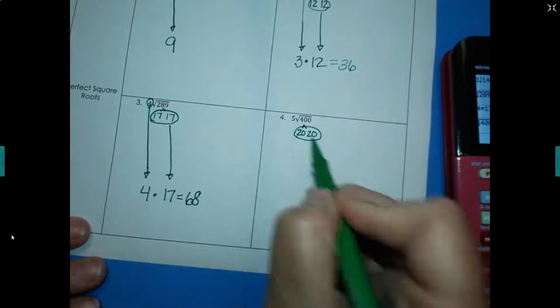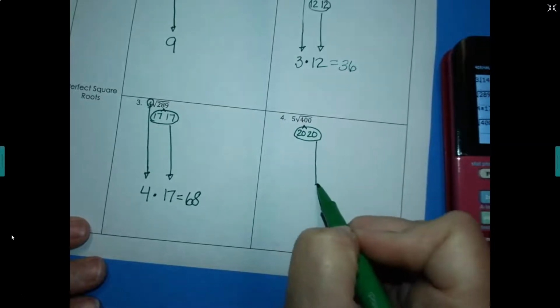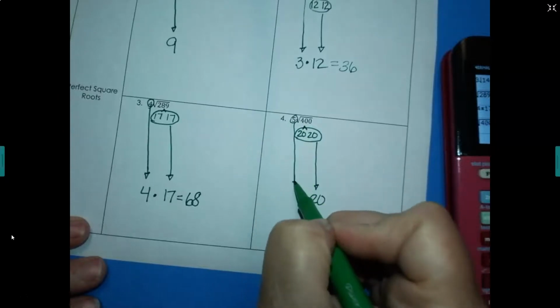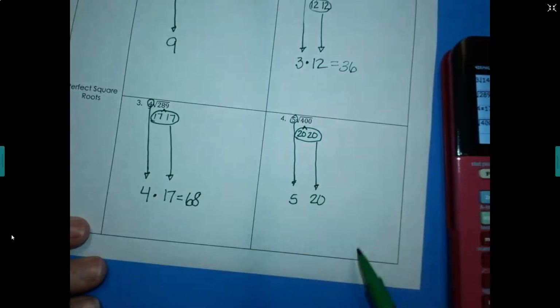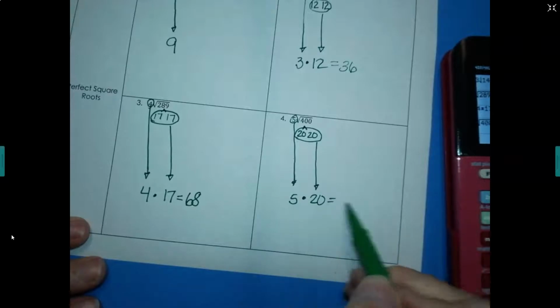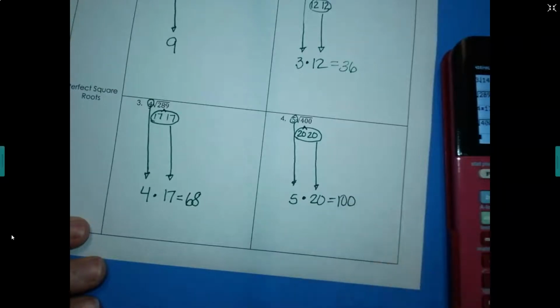My index of 2 says I need 2 of the same number for one of them to come out from under the radical. I have a coefficient that I have to remember to bring down, and that is all that I've got left. 5 times 20 is 100.